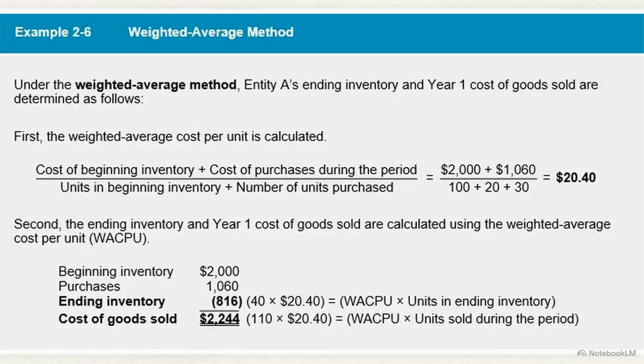This calculation shows the periodic, weighted approach. The company waits until the period ends, totals all the purchase costs, $3,060, and divides by the 150 total units to lock in one flat rate of $20.40.